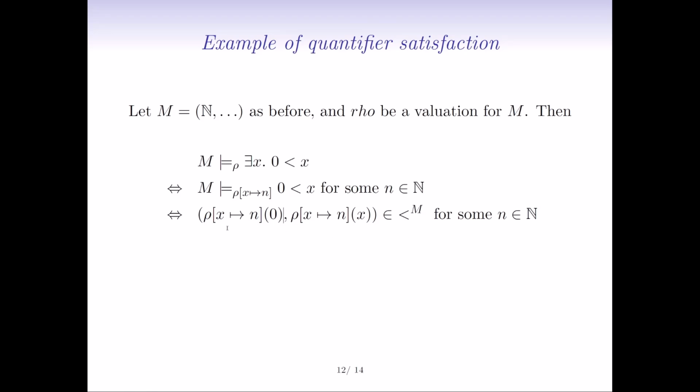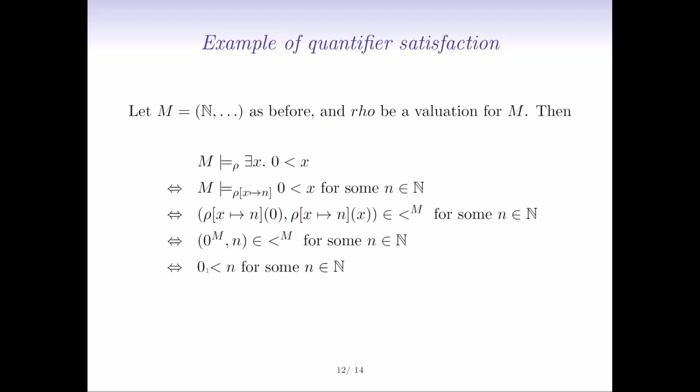So I can simplify this a bit, because rho with x maps to n of 0 is just 0 in M. There are no variables in this at all, so we just interpret 0 in this valuation as just the interpretation of the symbol 0 in the structure, which is 0 in M. And if I apply rho with x maps to n to the variable x, well, by definition, I should definitely get back n. So this really means that 0 in M and n have to belong to less than in the structure, for some natural number n.